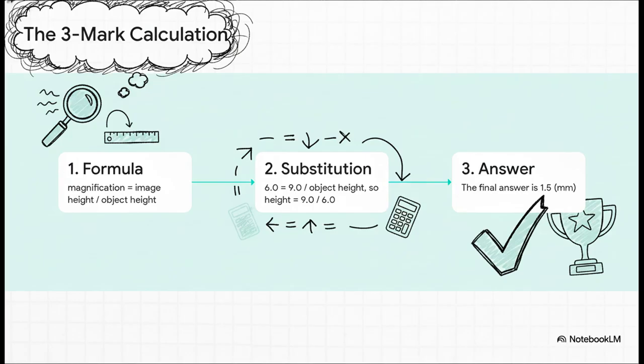Step 1, write down the formula. You grab this straight from your equation sheet. Magnification equals image height over object height. That's a mark right there.